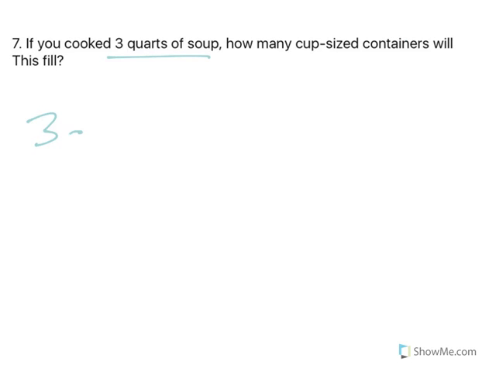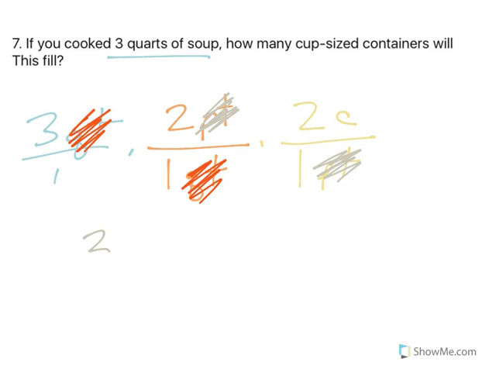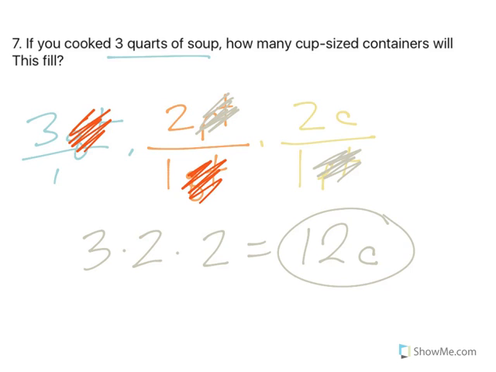So I start with 3 quarts. And based off my piece, I know that 1 quart is 2 pints. You've got to use your conversion. What do you know? Pints is getting me closer to cups. So that step right there makes the quarts go away, and now my label is pints. So then I can say, well, 1 pint is 2 cups. And that makes pints go away. Now my label is cups. All numbers are on the top, so 3 times 2 times 2 is 12 cups of soup.